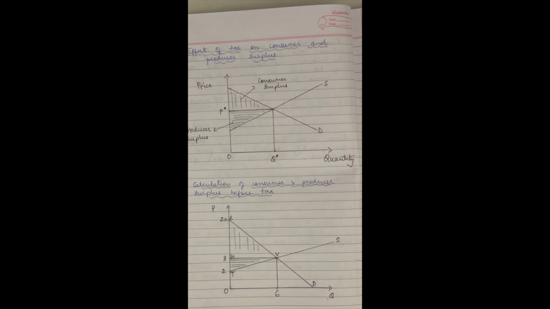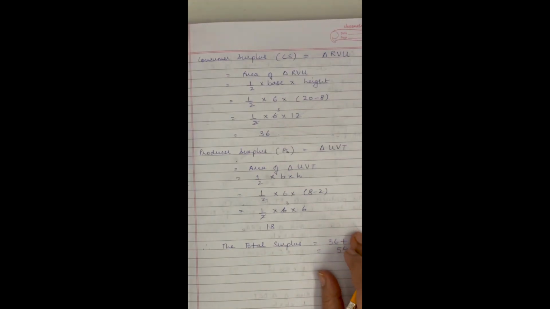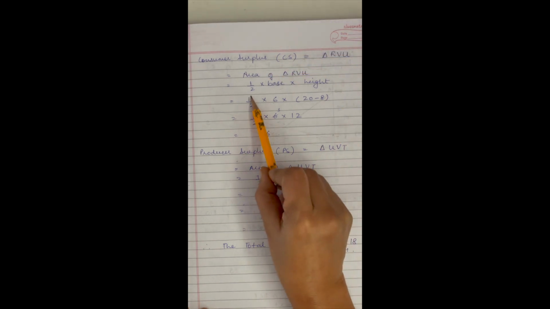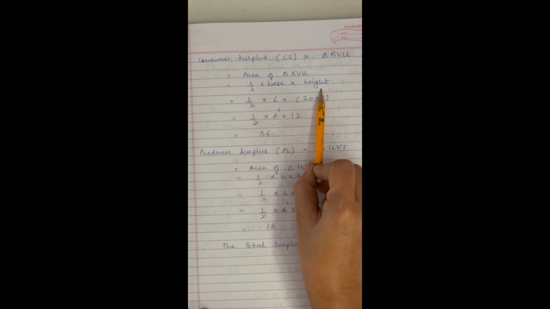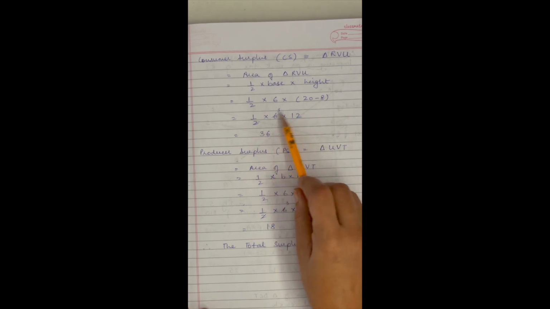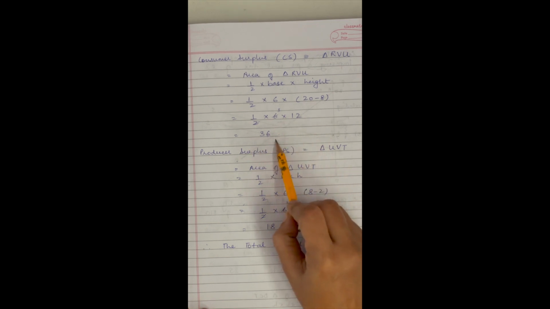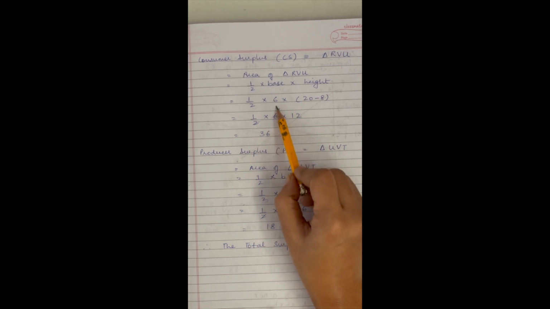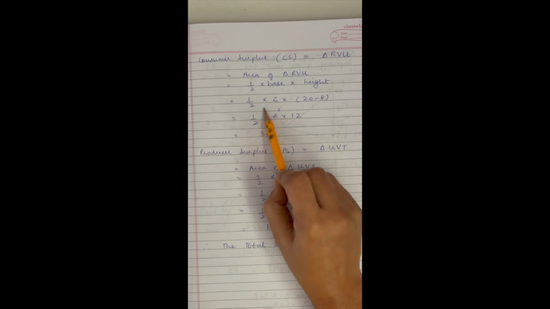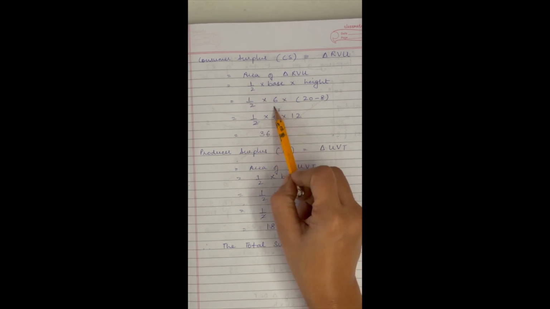Now the calculation is very simple. Let's say consumer surplus is given by the triangle RVU, and we all know that the area of a triangle is half into base into height. So half into 6 into 20 minus 8, so half into 6 into 12, and with all the cancellations I get 36. I'll explain how we get 6 as the base and 20 minus 8 as the height. Half is there, right? So the base we get is 6.